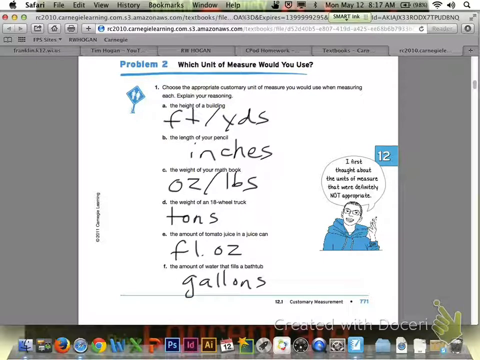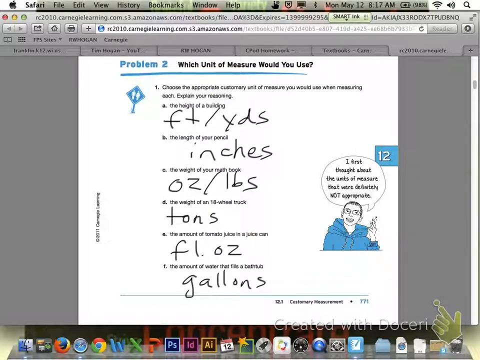If you take a look at letter A, the height of a building, you would probably use feet or yards to measure the height of a building. Miles would be too large and inches would be too small. For letter B, the length of your pencil, you would use inches; miles, yards, and feet would be too large to measure that. The weight of your math book, you could use ounces or pounds. Ton would definitely be too large for the weight of your math book.